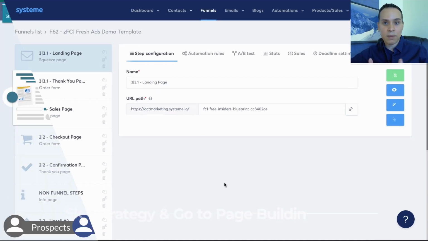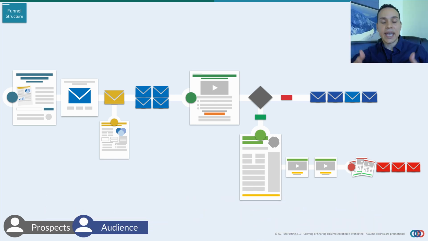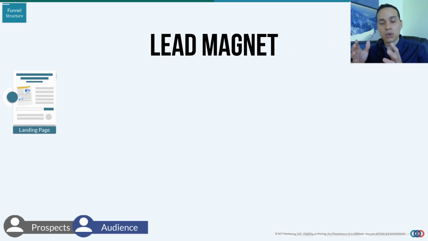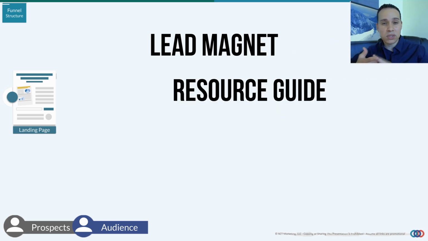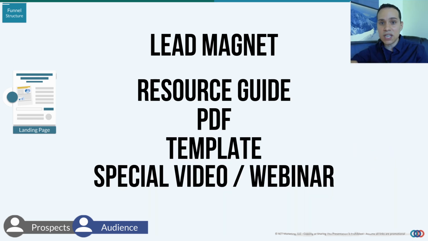Now, here's a diagram of the funnel I recommend setting up when you're just getting started. And as with any good sales funnel, it all starts with your landing page. So on your landing page, you're going to offer something called a lead magnet. So your lead magnet is going to be a resource guide, a PDF, a template. It can even be a special video or webinar.